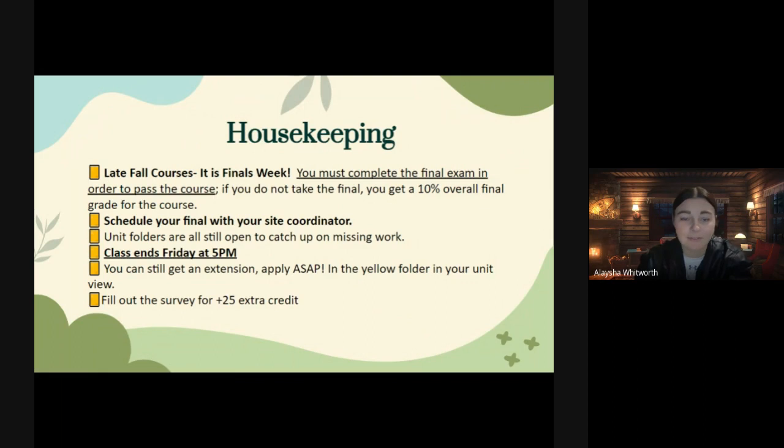Class ends Friday by 5 p.m. Unless you filed an extension, then it cuts off at 5 p.m. So make sure you have everything in. You can still get an extension, but you have to apply as soon as possible. So far, I only have 1 student. This is in the yellow folder, the end of course items in your unit view. It's towards the end, just above unit 8. And also I'm giving out extra credit if you fill out the survey for 25 points.